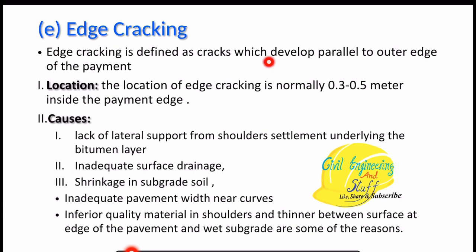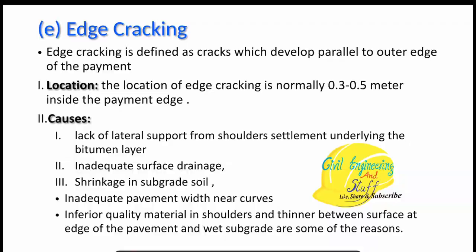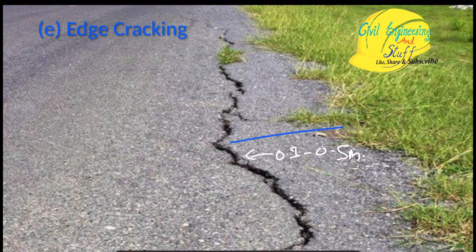Basically they develop parallel to the outer edge, confined to the edge and 0.3 to 0.5 meter inside the pavement. So from the edge to this location is 0.3 to 0.5 meters.